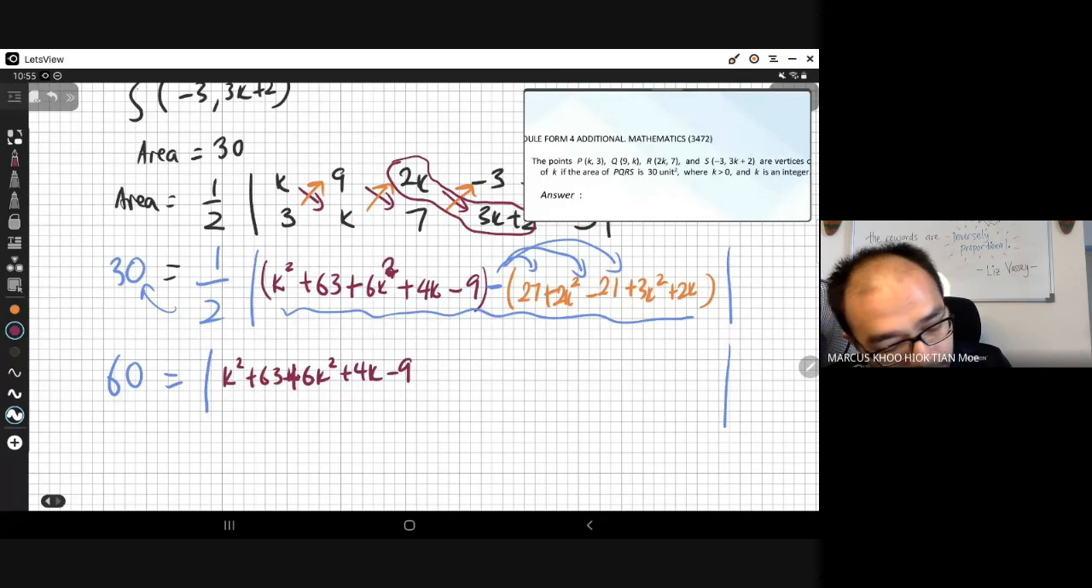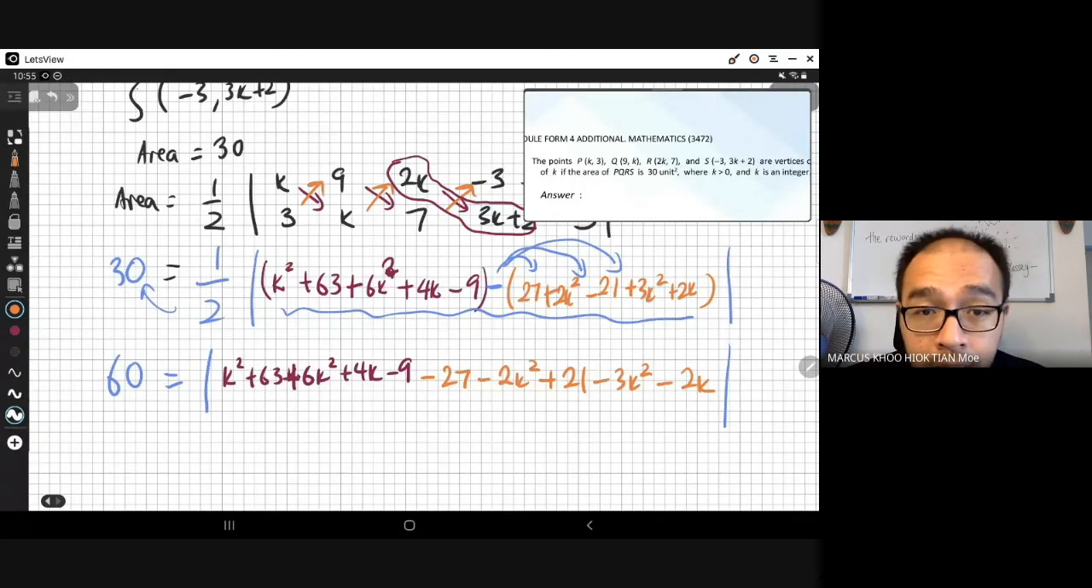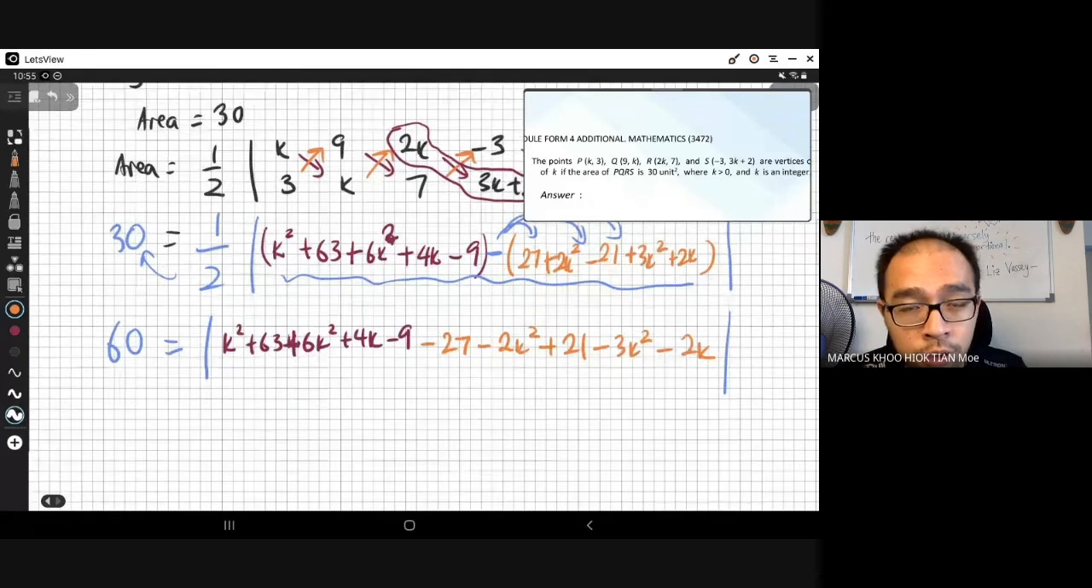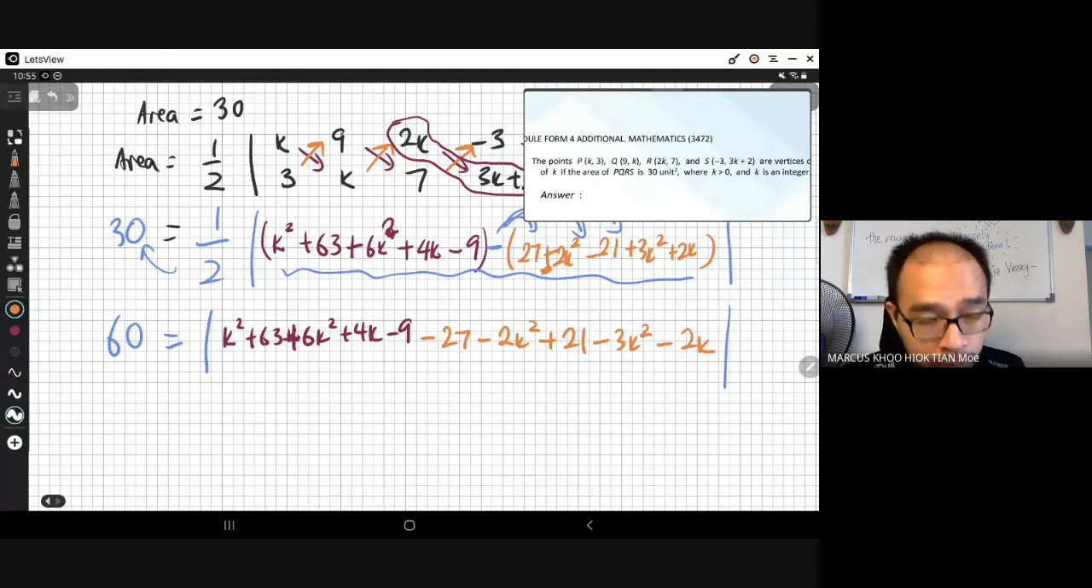Okay, this one be very careful. Minus 27 minus 2k squared plus 21 minus 3k squared minus 2k. Okay, I'm doing this very fast because number one, I'm running out of time, and number two, I shouldn't be teaching you about why this one suddenly from plus becomes minus. Okay, you should already know this by now.